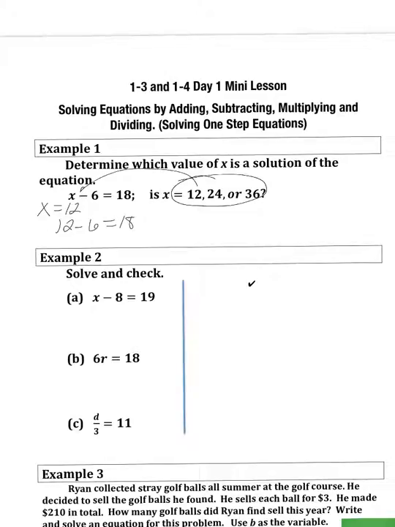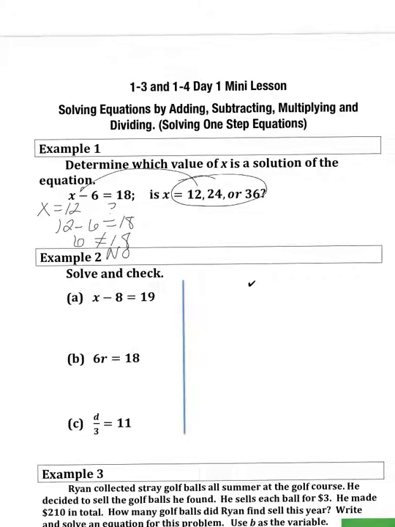And I have to ask myself, is that true or not? And I put the little question mark above the equal sign to indicate that we're trying to determine if it's a true statement or not. And obviously we can tell that 12 minus 6 will actually be equal to 6. And because 6 does not equal 18, we would put a slash through the equal sign to indicate that that is not a true statement, and therefore we would know that x equals 12 is not a solution. And so we could write the word no underneath.